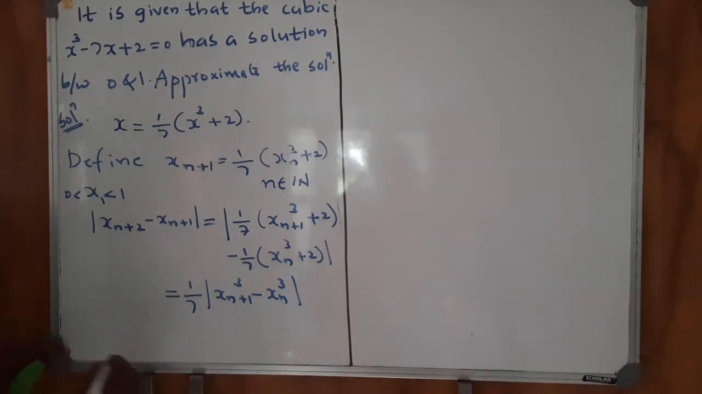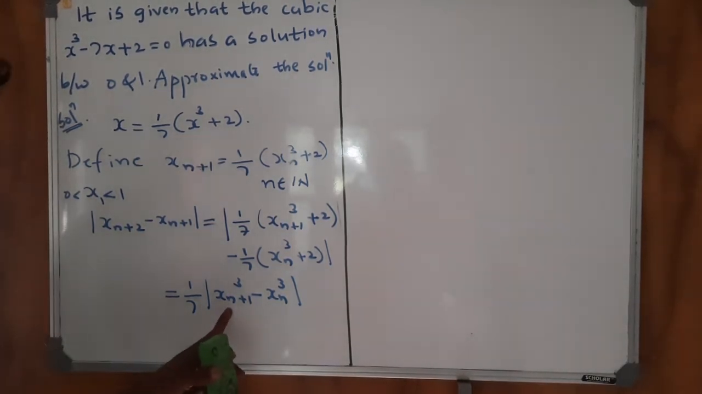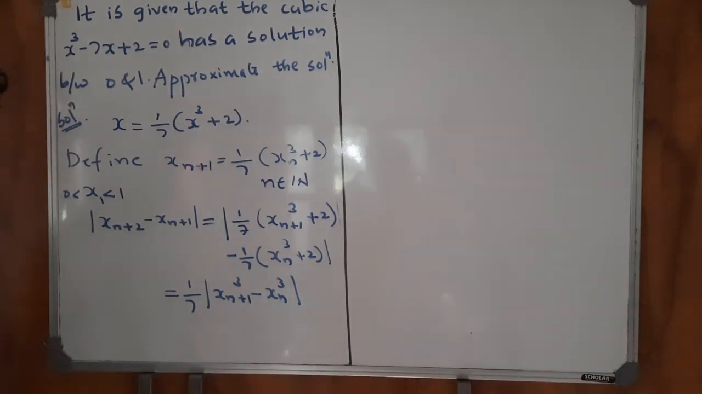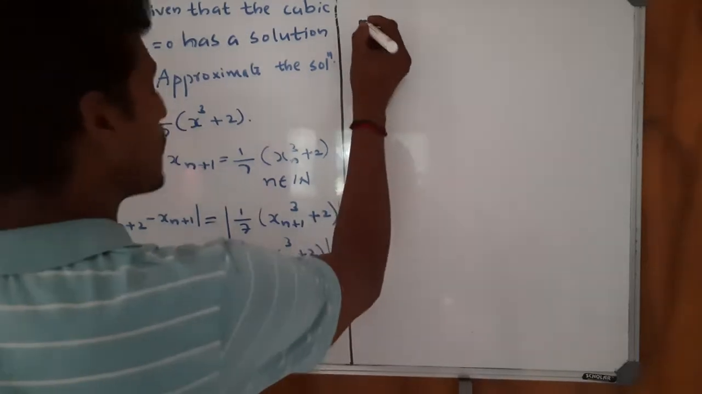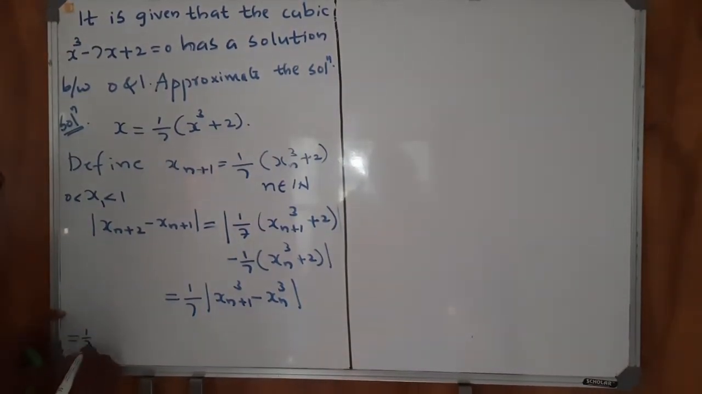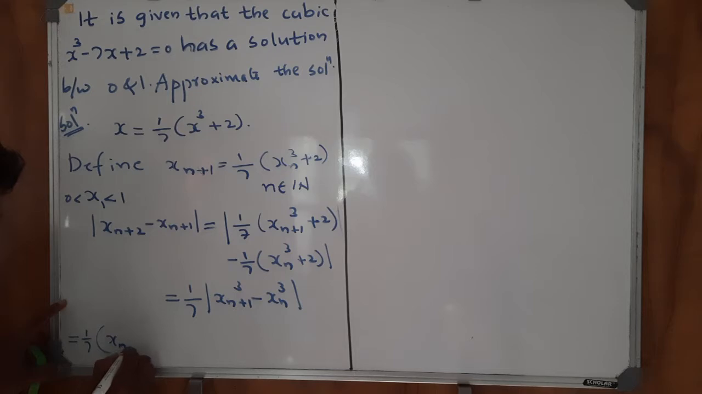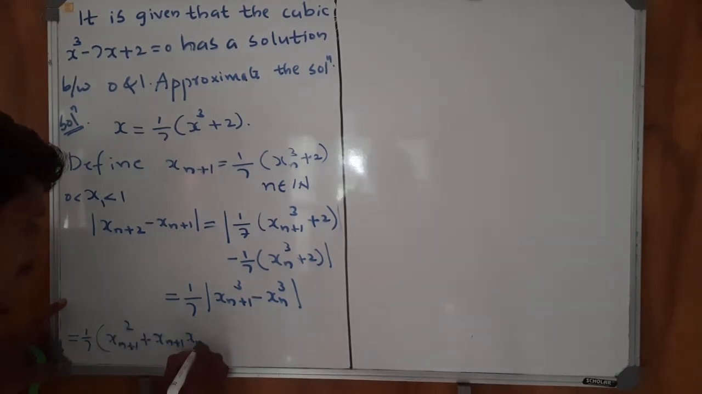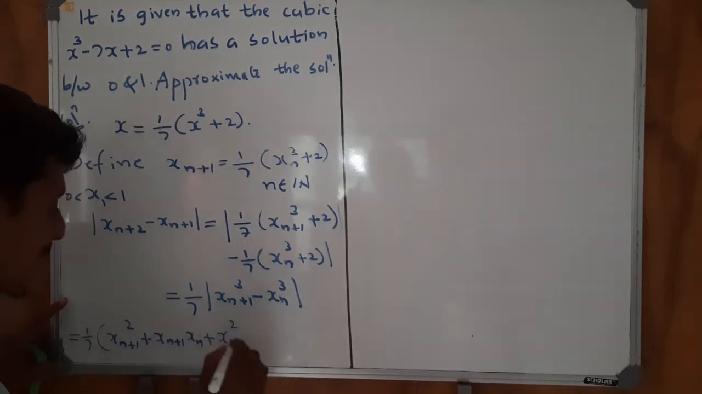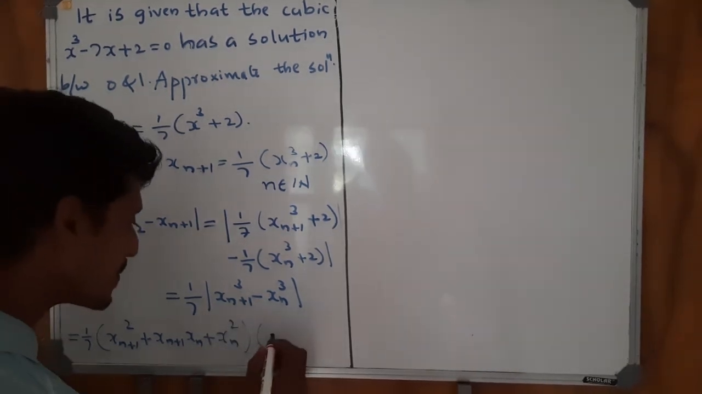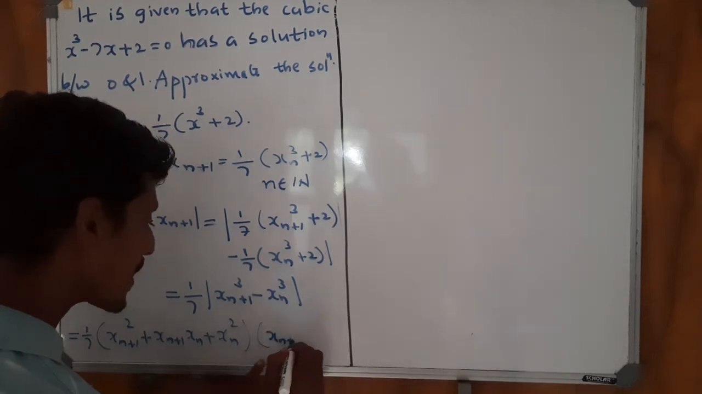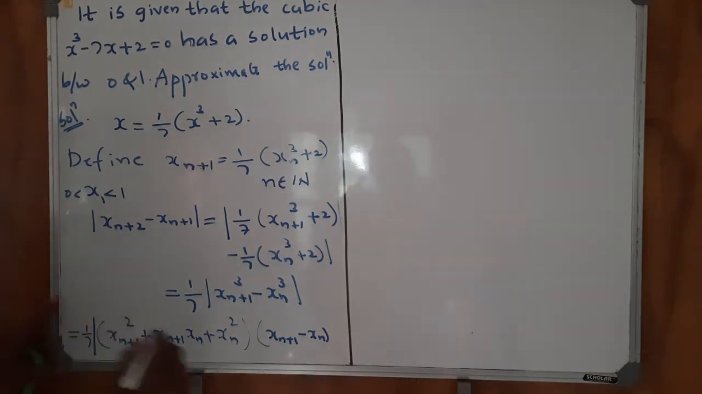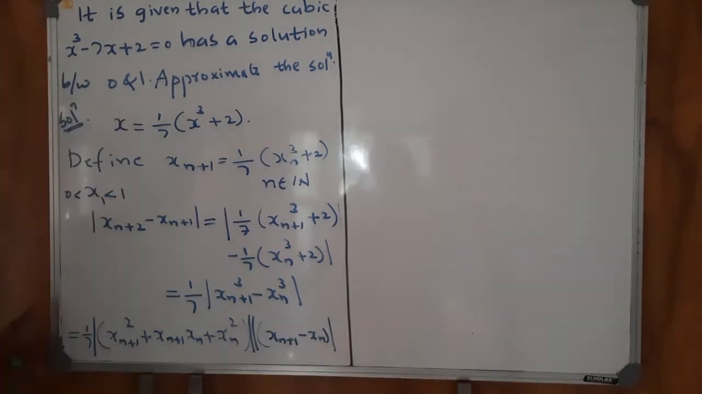Using the expression a cube minus b cube equal to a minus b into a square plus ab plus b square, this is equal to 1 by 7 into xn plus 1 whole square plus xn plus 1 into xn plus xn square, into xn plus 1 minus xn, its modulus. So modulus of each of these.